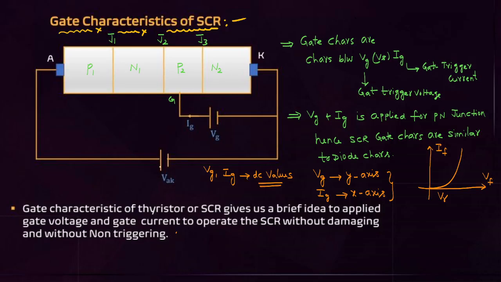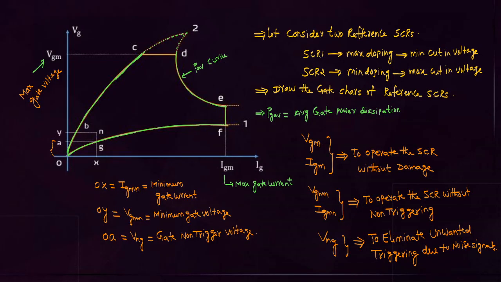What do you mean by gate characteristics? The gate characteristics are the characteristics between VG and IG. Students, we know that this VG and IG is applied across one PN junction. That's why the SCR gate characteristics are similar to diode characteristics. Diode characteristics are nothing but non-linear characteristics. That's the reason why SCR gate characteristics are also non-linear. Very important: SCR gate characteristics are similar to PN junction diode characteristics. We know that diode characteristics are non-linear, so SCR gate characteristics are also non-linear.